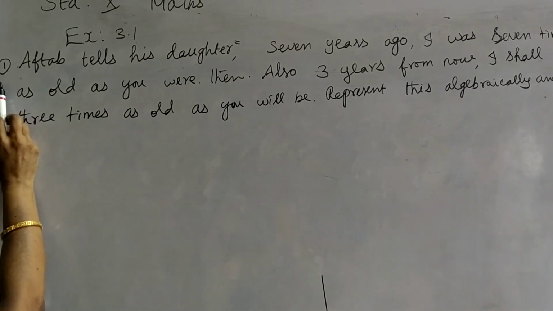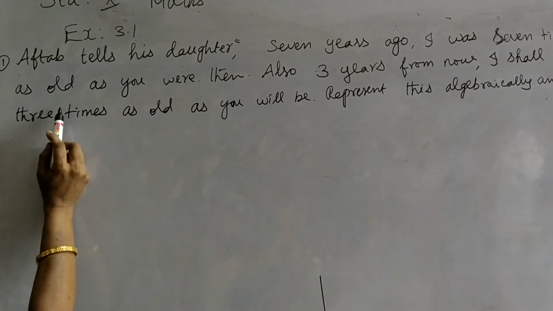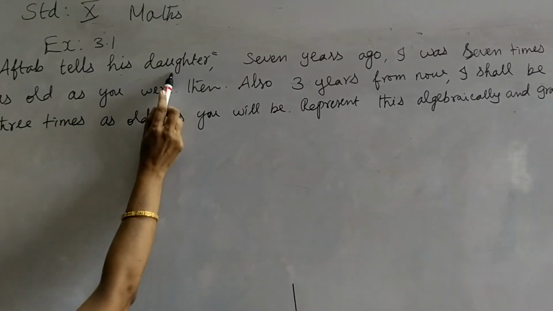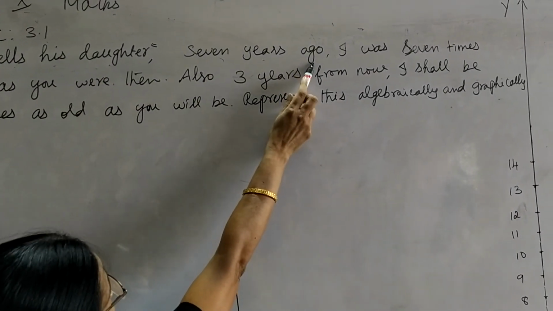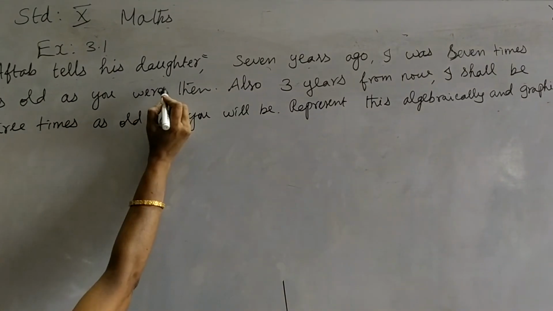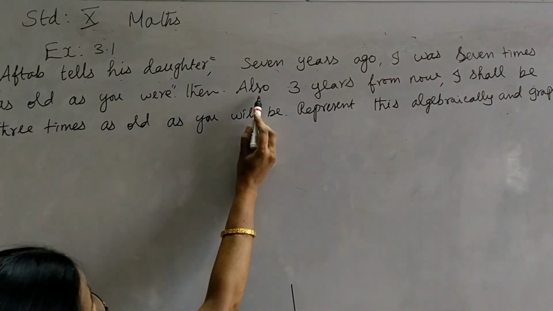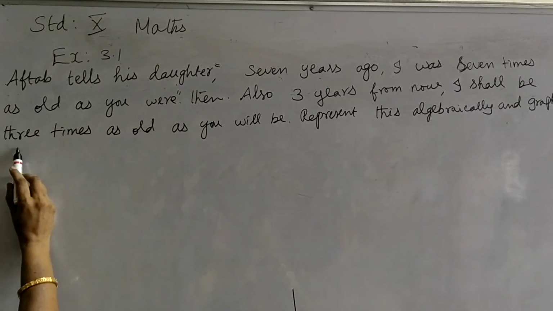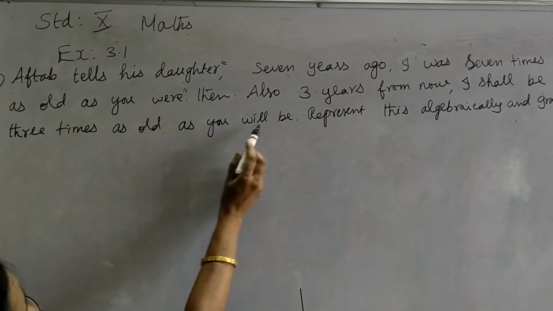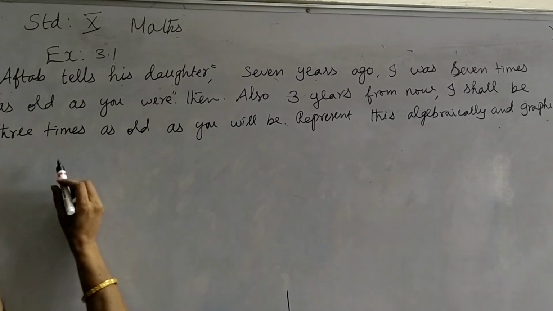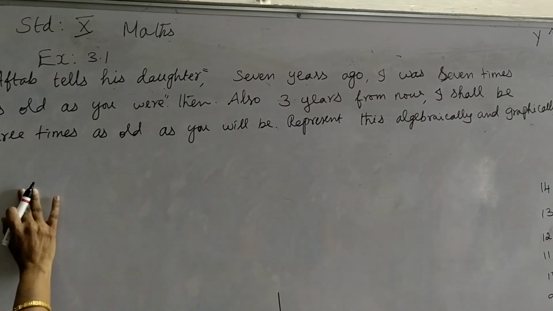The very first question is copied on the board. Avtar tells his daughter, 7 years ago I was 7 times as old as you were. Also, 3 years from now I shall be 3 times as old as you will be. Represent this situation algebraically and graphically.